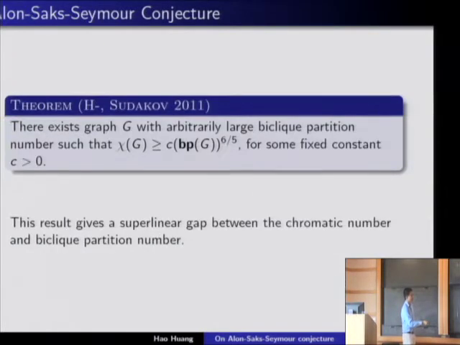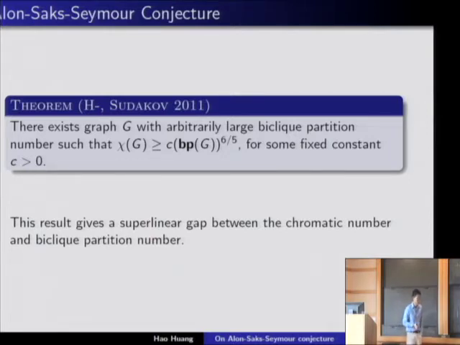Okay. So our main contribution to this conjecture is that we actually show that there exists an infinite family of graphs such that the chromatic number can be greater than the Biclique partition number to the power of 6/5. So we get a counterexample to this conjecture. And it gives not only that the chromatic number is greater than the Biclique partition number, but it gives a superlinear gap between these two parameters.